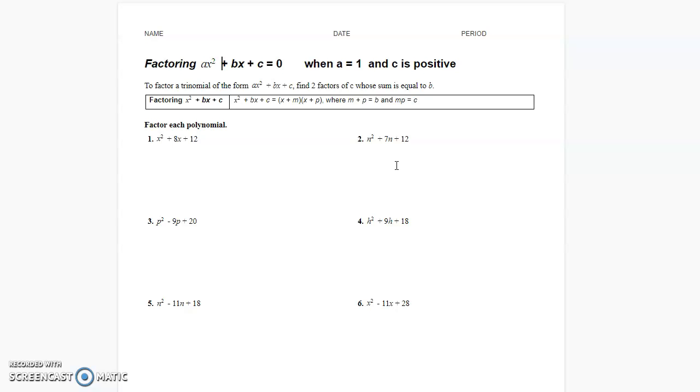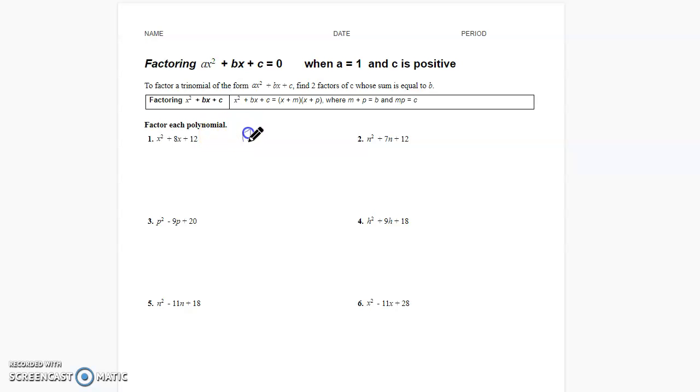Okay, so to factor a trinomial in the form of ax squared plus bx plus c, find two factors of c whose sum is equal to b. Okay, so that's really the important thing right here. Find two factors of c whose sum is equal to b. So you find the factors of this that equal the sum of this. If you look at number 1, we have a 12 and an 8. I want to find the factors of 12 that add up to 8.